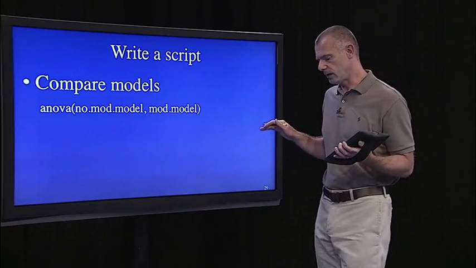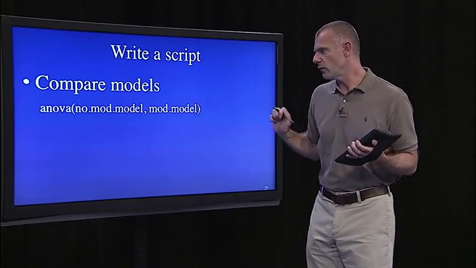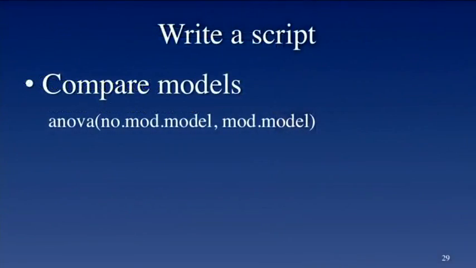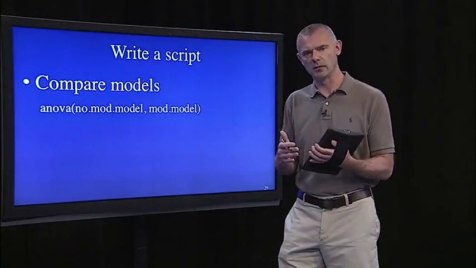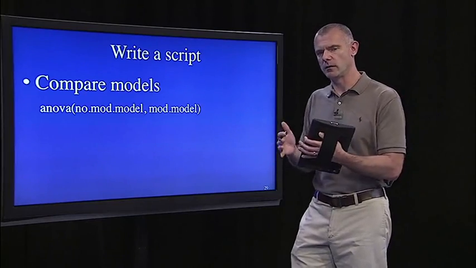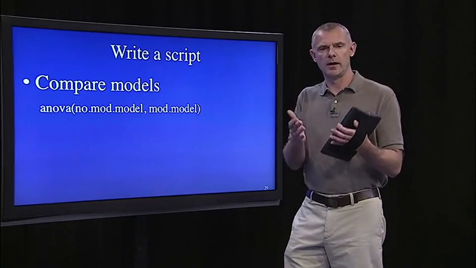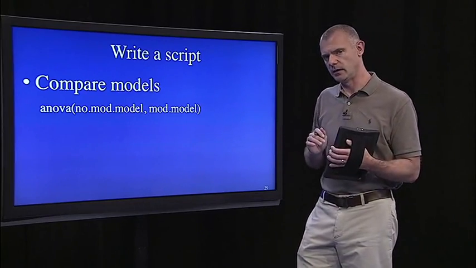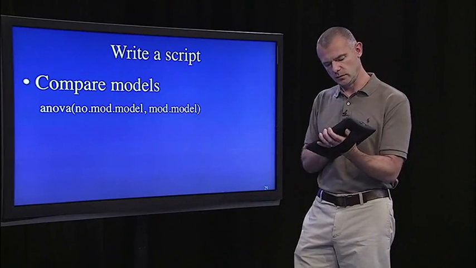And to do that explicitly, we'll use this ANOVA function to compare the two models. And we'll do this a lot going forward, and especially in the last week of the course, we'll talk about the importance of comparing models and seeing if one model accounts for a significantly greater amount of variance than another model. That's what this ANOVA command will allow us to do.